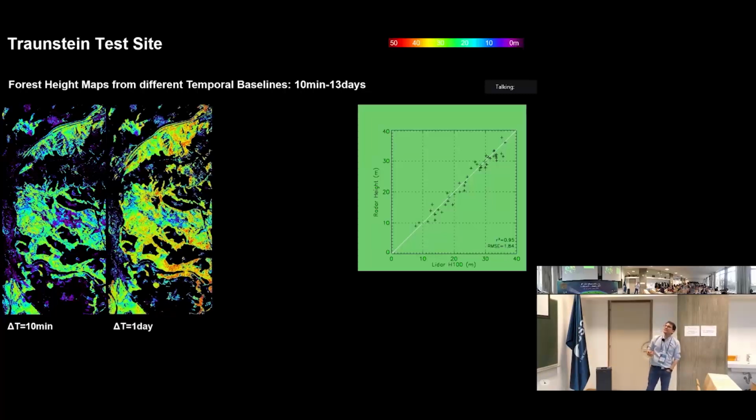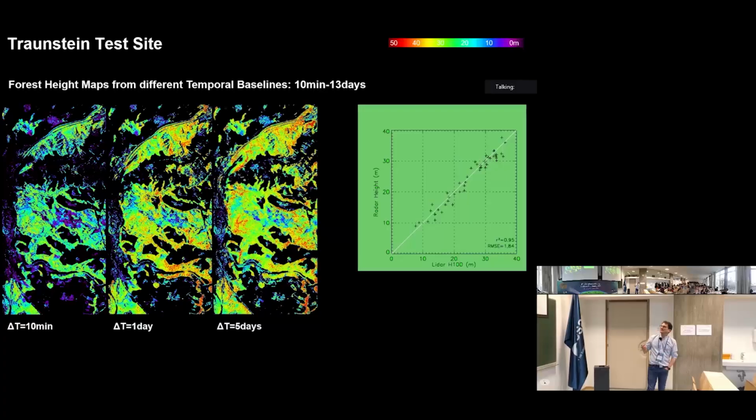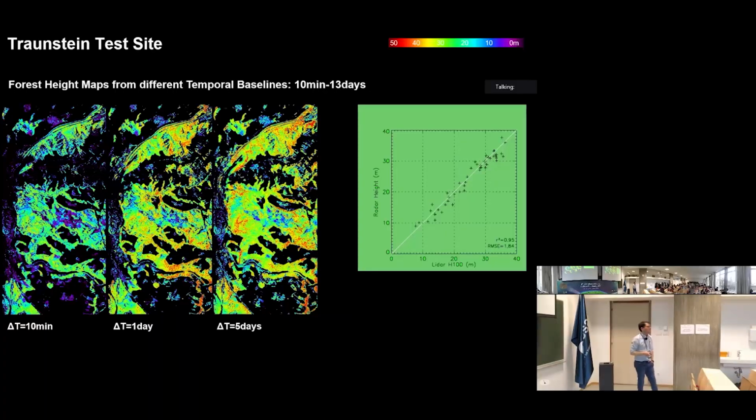One day, so in one day you start to have all these changes. So you have a temporal decorrelation that you cannot ignore anymore, but you don't put it in the inversion. That's the inversion bias that you get. Not so strong somewhere, but somewhere else very strong. 5 days. Look at this. Are they more similar to this or to this? I think if you look at a mean level, they are more similar to this than to this. So your bias is going down.